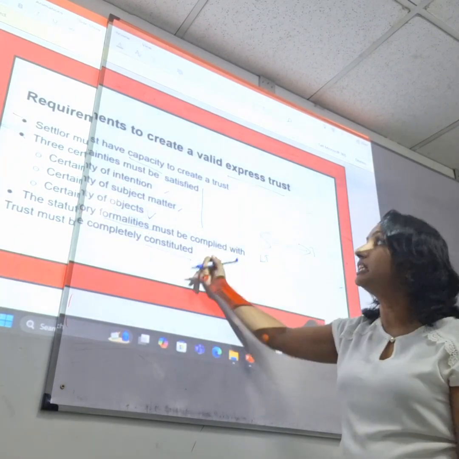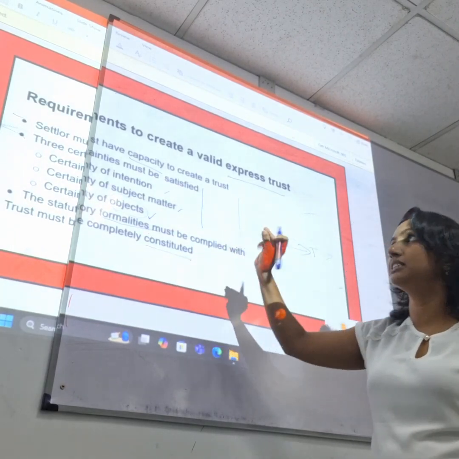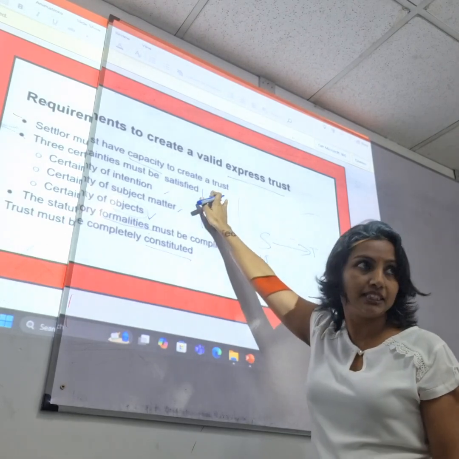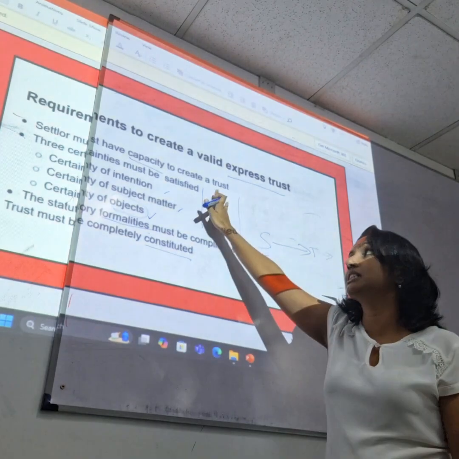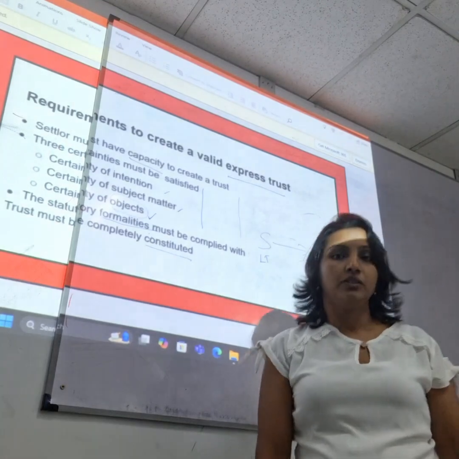All these we are studying in detail as separate chapters. So basically just remember, in order to create a valid express trust, the settlor's capacity is essential, along with the three certainties, the formalities and the constitution. Okay, clear?